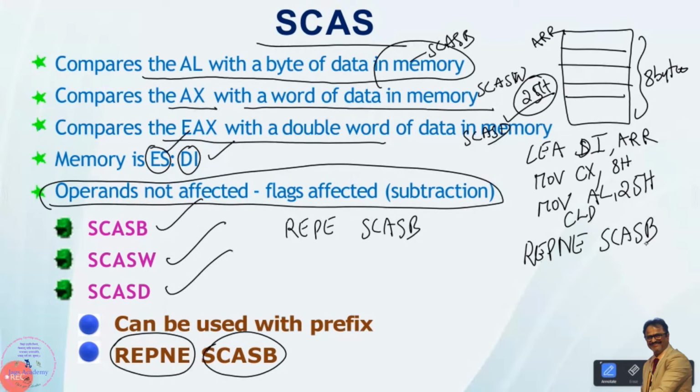What will it do? This will repeat until the content of the AL register and the content of the memory pointed by DI are equal. It stops executing when it finds something equal. Suppose 25H is in the 7th position. It compares AL, 25H, with the content of this location, and the zero flag is set. Then it has to stop and come out to the next statement.